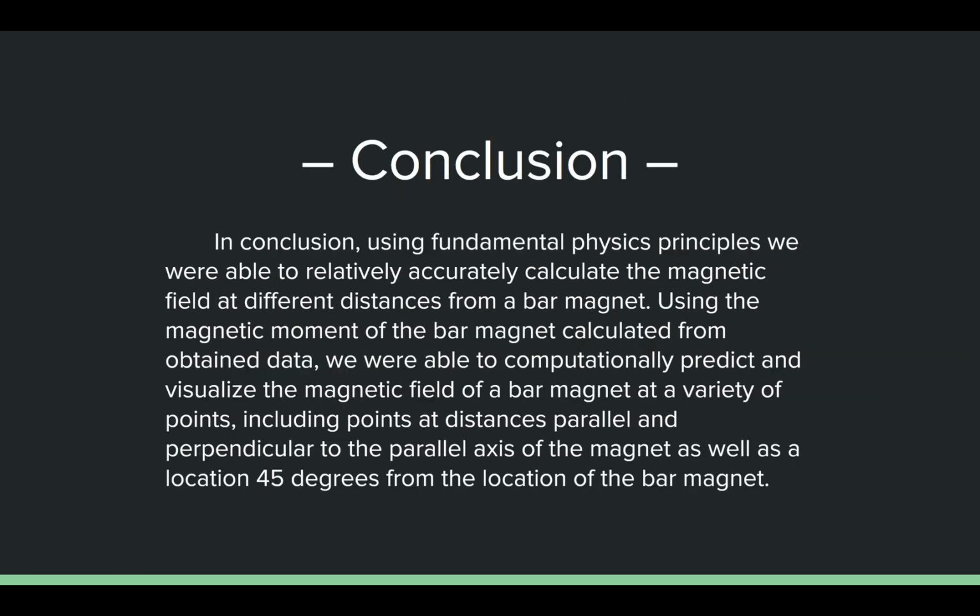In conclusion, using fundamental physics principles, we were able to relatively accurately calculate the magnetic field at different distances from a bar magnet. Using the magnetic moment of the bar magnet calculated from obtained data, we were able to computationally predict and visualize the magnetic field of a bar magnet at a variety of points, including points at distances parallel and perpendicular to the parallel axis of the magnet, as well as a location 45 degrees from the location of the bar magnet.